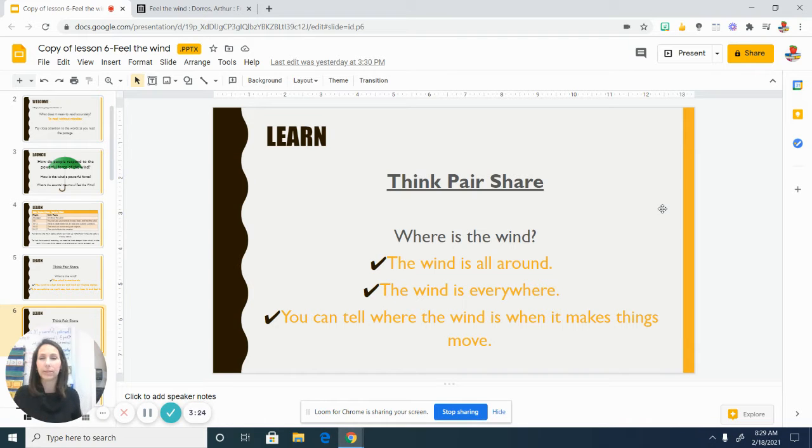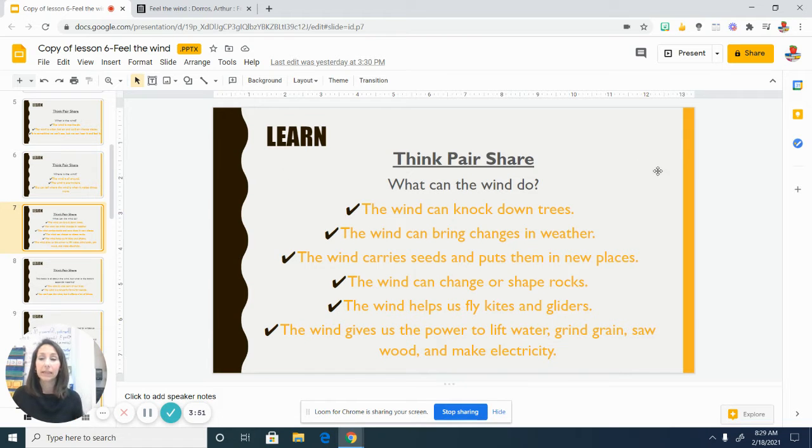And then, where is the wind? This book was, again, all about the wind. What did we learn about where the wind is? Yeah, it's all around. It's everywhere. We can tell when it's windy because it makes things around us move. It can make our hair move. It can make our jackets flap if it's windy. So it's all around us. It's everywhere, all the time.